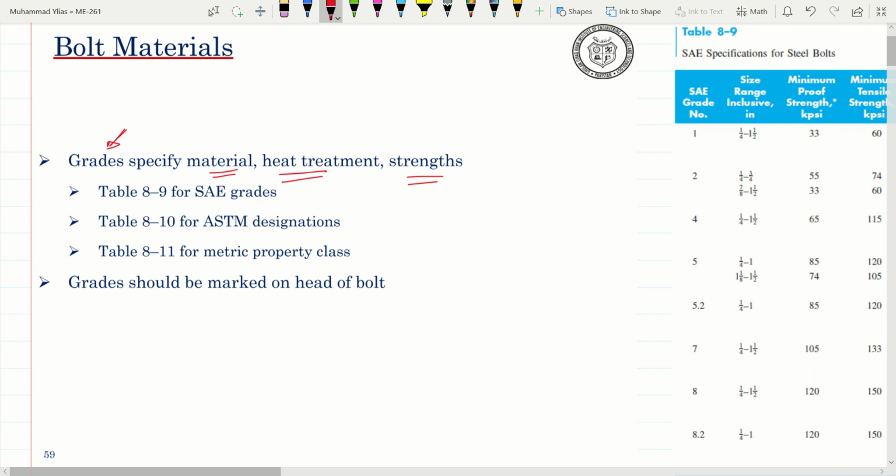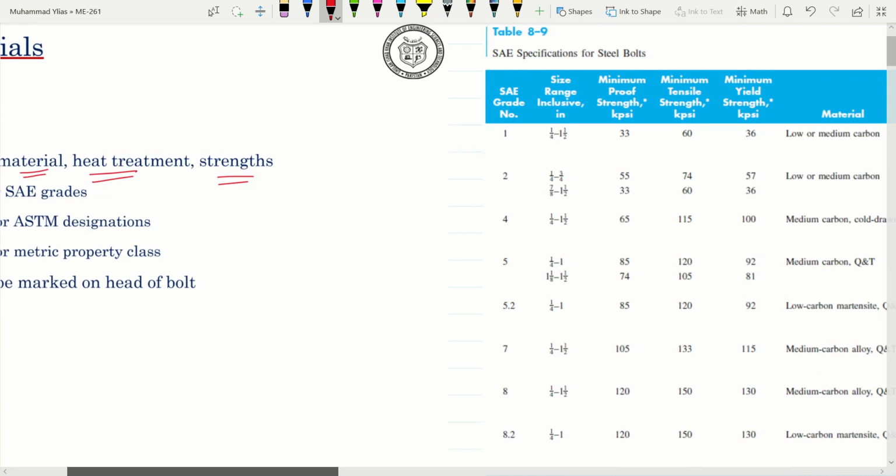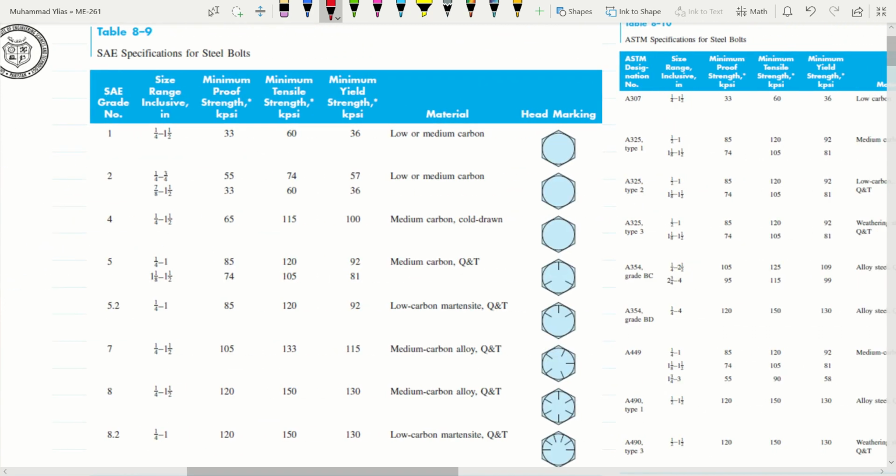For example, Table 8-9 and Table 8-10 are applicable to US customary units, and you can see that the size range, inclusive, is given, and then the grade has been specified in the leftmost column. Against these grades, you will see that they've told us about minimum proof strength, tensile strength, and yield strength, and also which material the bolt is made of, and then they've shown us the head marking.